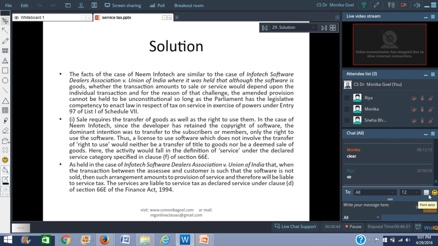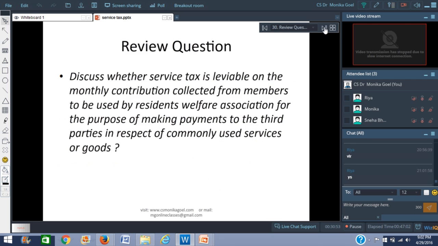Is the point getting clear? So the difference between sale and service should be very, very clear with respect to software services. Can we move to the next question?